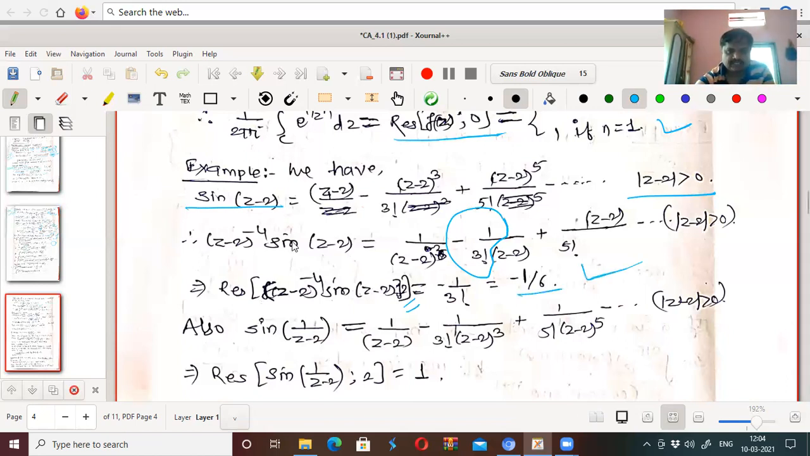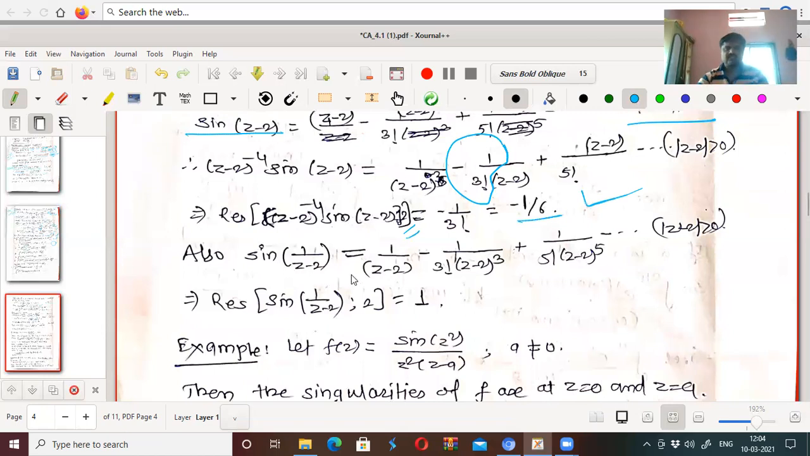Similarly, sin of 1 upon (z - 2) is nothing but 1 upon (z - 2) minus 1 upon 3 factorial (z - 2)^3 plus 1 upon 5 factorial (z - 2)^5 and so on. Now what is the coefficient of 1 upon (z - 2) here? It is 1. Therefore, the residue of sin of 1 upon (z - 2) at z equal to 2 is 1.